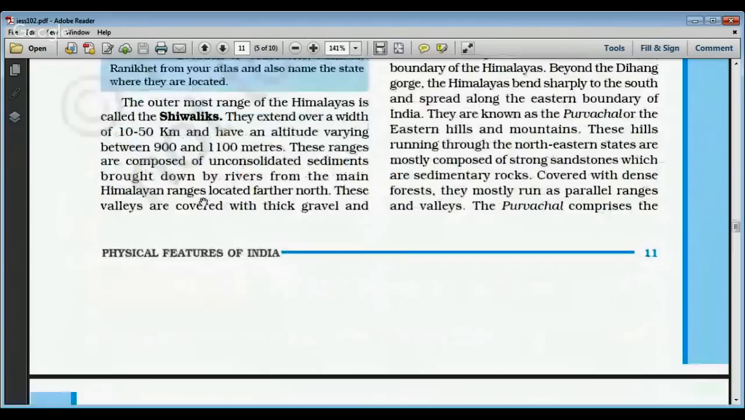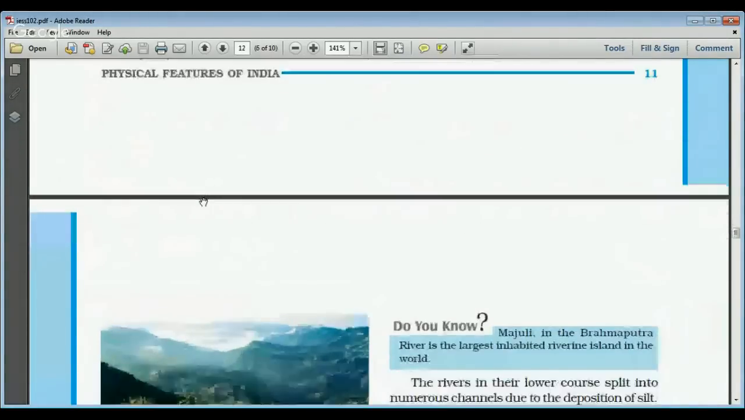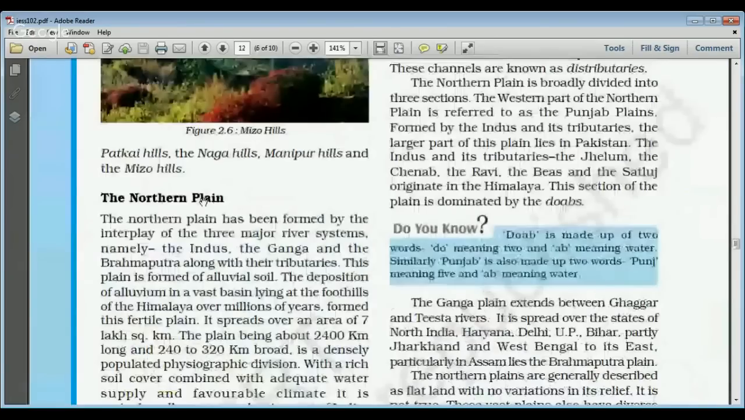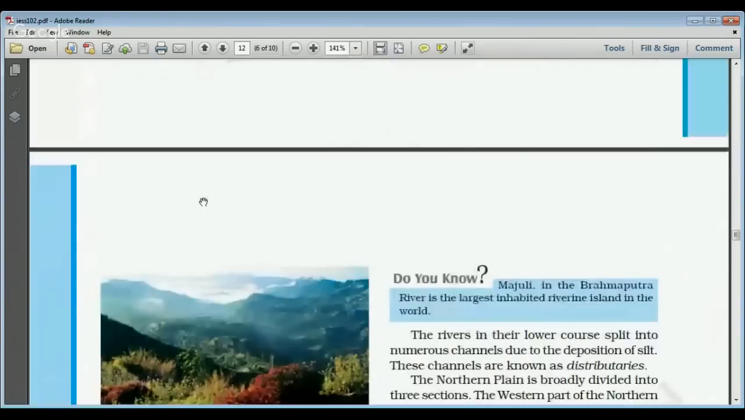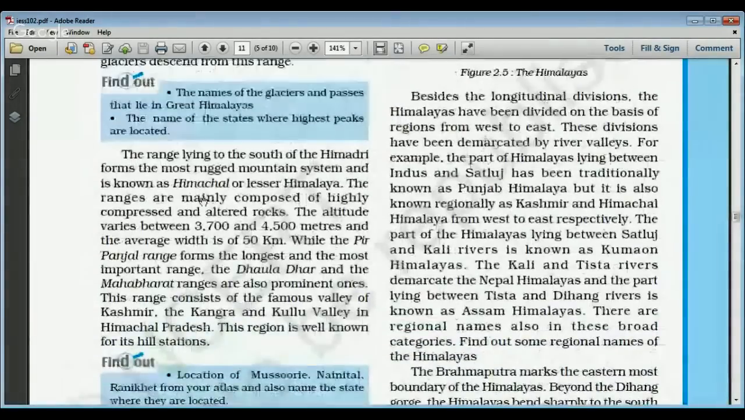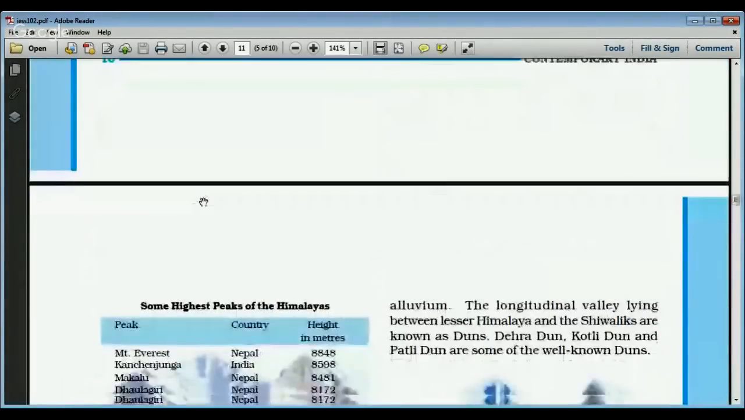Covered with dense forest, these eastern Himalayas run mostly as parallel ranges and valleys. Purvanchal comprises the Patkai, the Naga, the Manipur, and Mizo hills. The major ranges of the eastern Himalayas are Patkai, which is the northernmost, then Naga, then Manipur, and then the Mizo hills are the southernmost. So this is the first major physiographic division of India, that is the Himalaya.